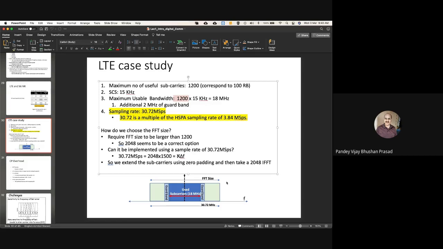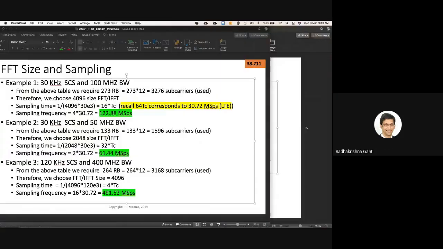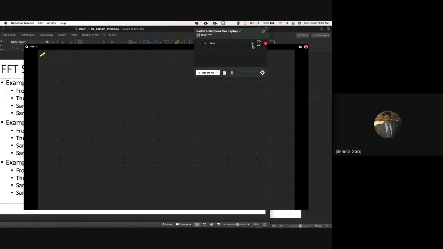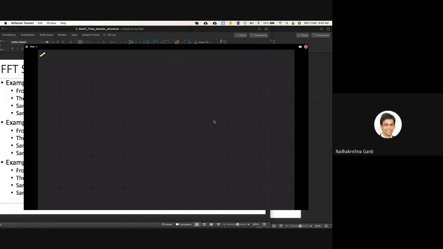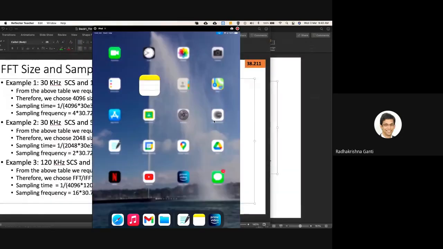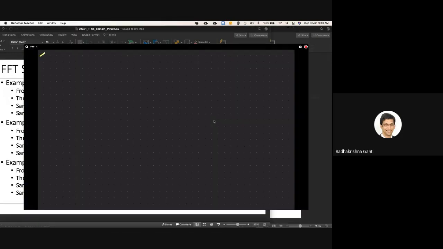Sir, then does loss of information not happen, because your FFT size is more than the usable bandwidth? Yeah, but sir, you're going to put zeros in all these subcarriers. Okay. The same thing we'll do with 5G NR. Let's understand this, because this is what confuses people in implementation. Sir, is it not an inefficient design? No. This is actually a very good design. Let me explain this properly.